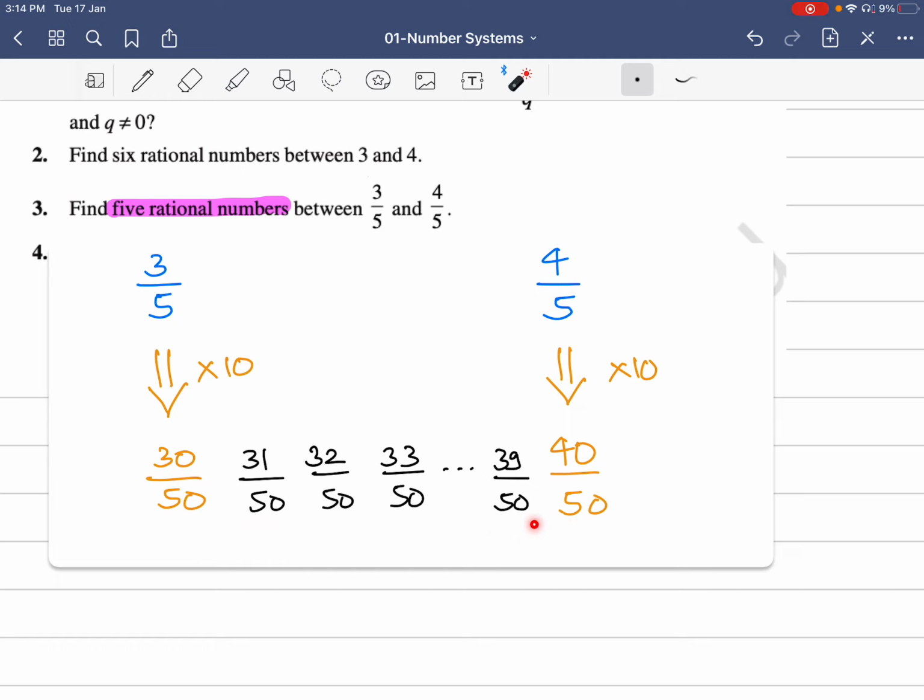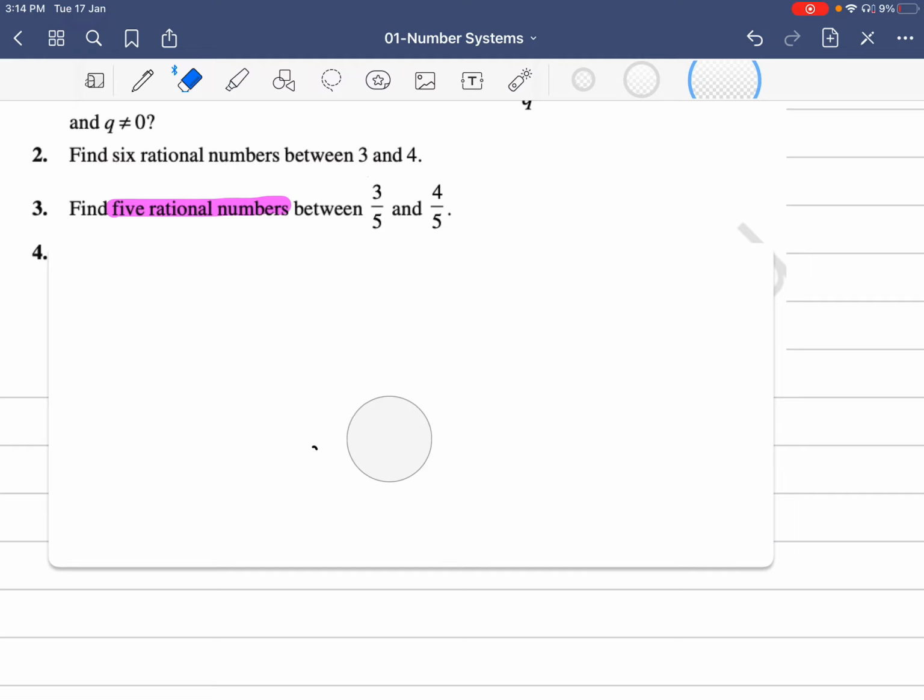So now again, from this set of rational numbers which are between 3 by 5 and 4 by 5, you have to pick out any 5. So pick out any 5 rational numbers and that will be our answer. So that is the solution to problem number 3.